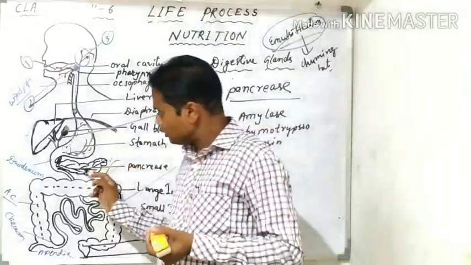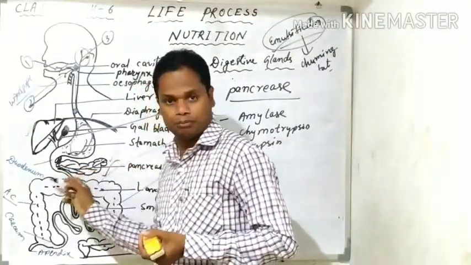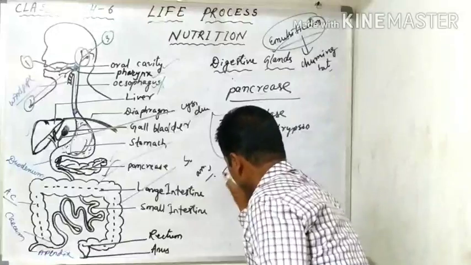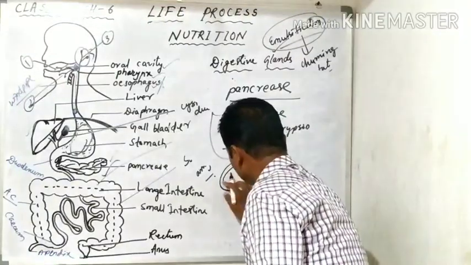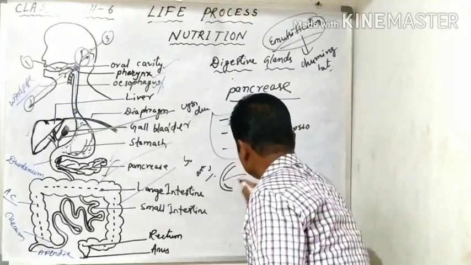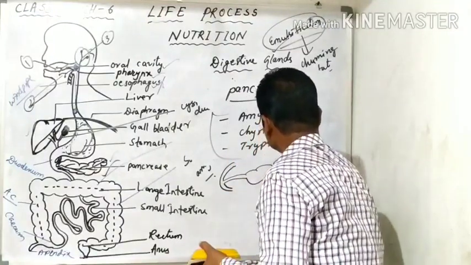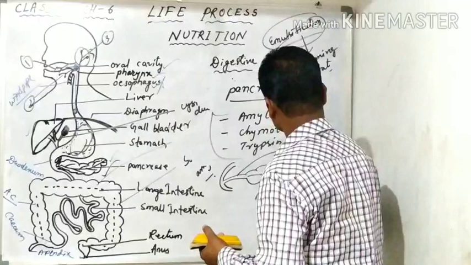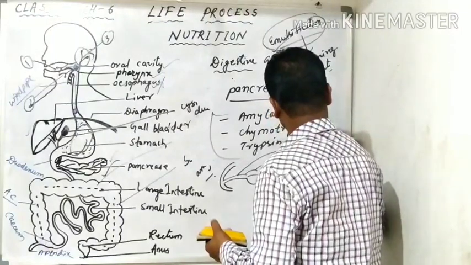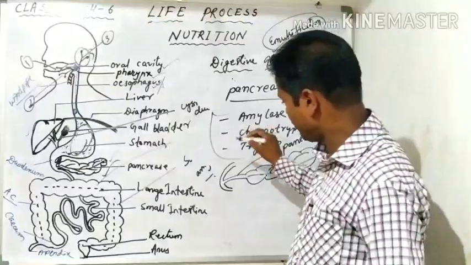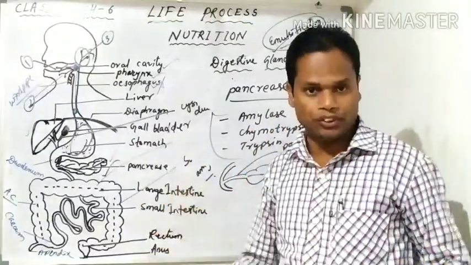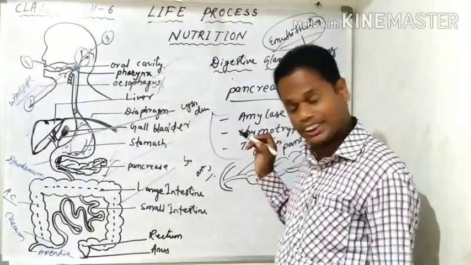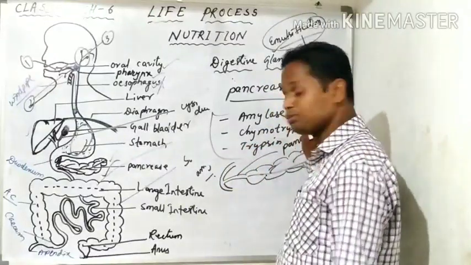Remember, the pancreas is connected with the duodenum by means of one duct, that is called the pancreatic duct. Suppose this is the duodenum, you will find a duct. This is the pancreas and this is the pancreatic duct. The secretions from the pancreas reach the duodenum and help in digestion. In the process of digestion, I will explain very deeply the function of pancreatic amylase, chymotrypsin, trypsin, etc.